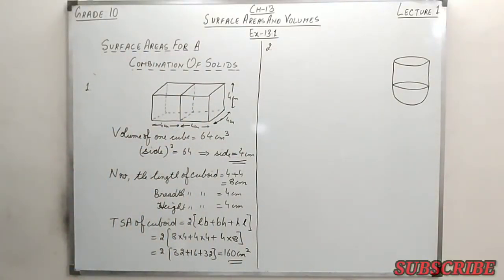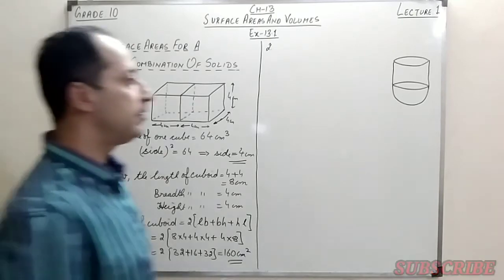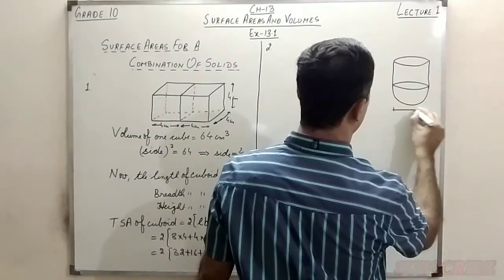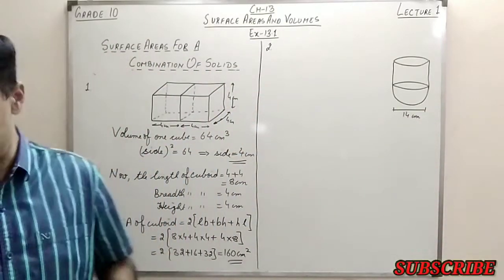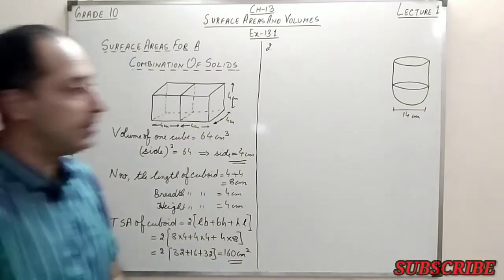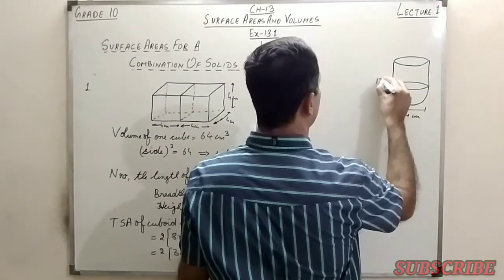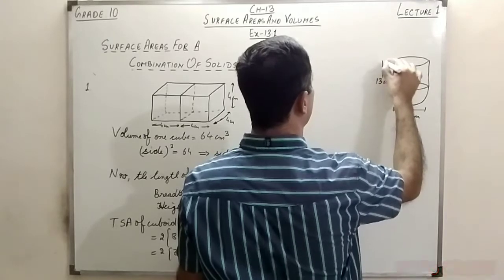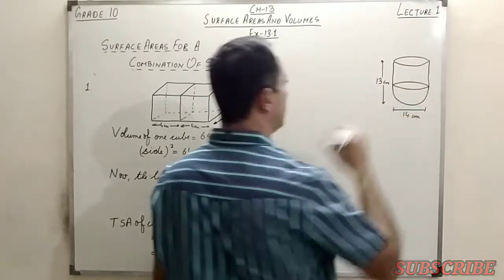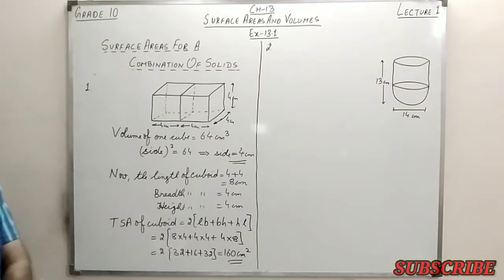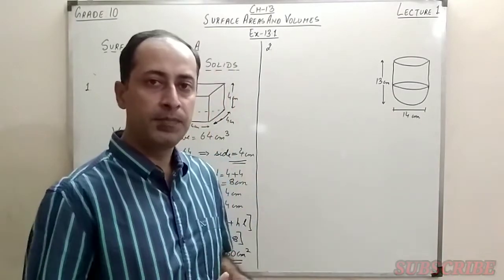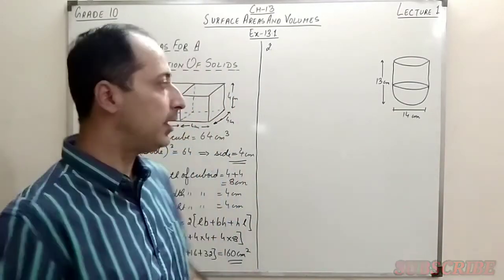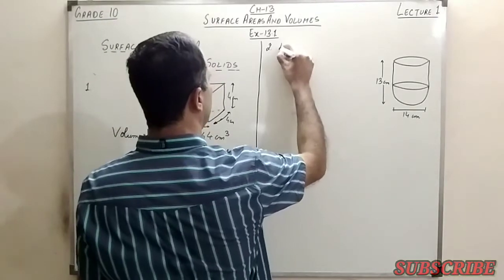Now what they say, the diameter of the hemisphere is 14 centimeter. This diameter is given to us as 14 centimeter. So obviously the diameter of the cylinder is also 14 centimeter. And the total height of the vessel is 13 centimeter. This is the total height. And this is given to us as 13 centimeter. Now what we have to find? We have to find the inner surface area of the vessel. See, whenever we have a hollow object, either we will have to find the inner or the outer surface area of the object, right?